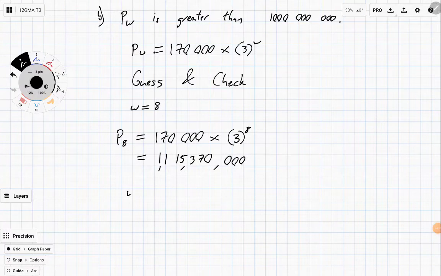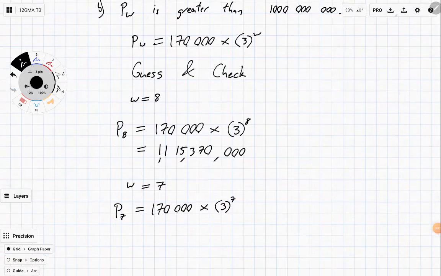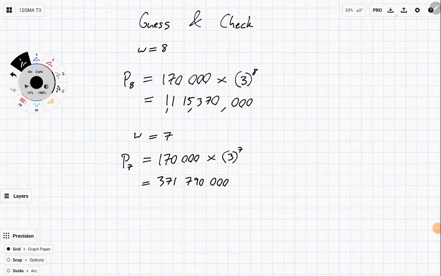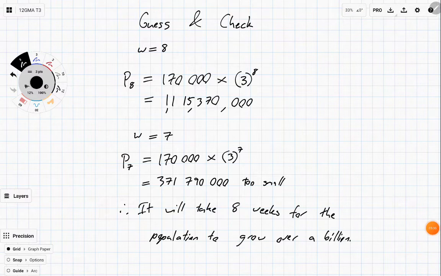So in order to confirm, we need to try W equals 7. So P of 7 is equal to 170,000 times 3 to the 7. Alrighty, and in this case, if we put that in, yes, here we go. This is 371,790,000. Alrighty, so which is too small. Therefore, it will take 8 weeks for the population to grow over 1 billion. Only 8 weeks. There we go.